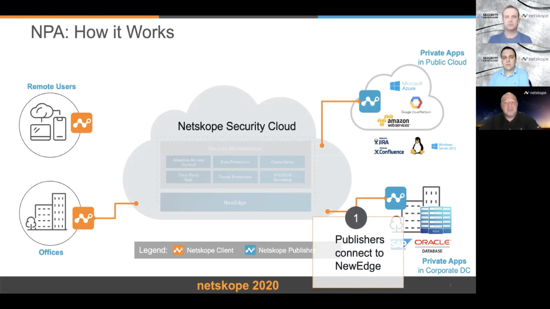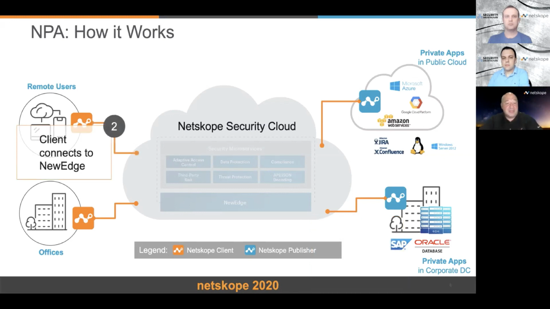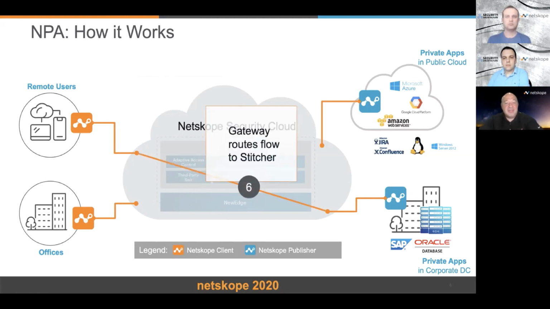So the publishers connect to our New Edge cloud, and then the client will connect to the New Edge. And then the gateway will figure out where the application is that the user needs to access. And once it authorizes that user and verifies entitlement, it will discover which one of these publishers provides access to the application. And then it will stitch that connection, right? So it will route that connection to a stitcher functionality. A stitcher is the functionality of the platform where the publisher connects to and really stitches the connection between the end user gateway connection and the publisher that is deployed close to the application.